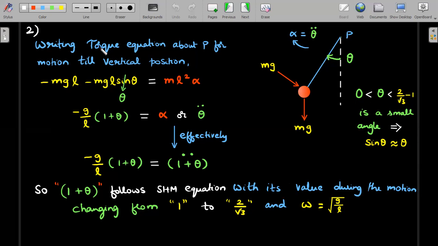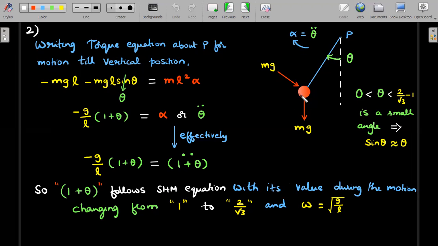Okay, right. So writing the torque equation about the point of suspension P for the motion till vertical position, I am writing this only up till vertical position. Remember, we are interested only in the time duration up till this point. After that, what happens is of no interest for us. So for this part of the motion, the torque due to the applied force, remember the force is always perpendicular to this length L, will give you mgL, whereas the torque due to the weight will have a line of action like this, and perpendicular distance from the point P will be L sine theta. That's what I've written here.